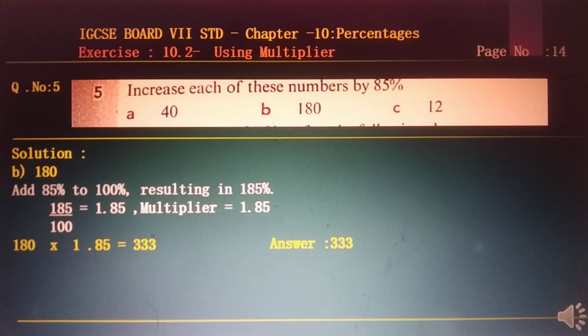The same way for the calculations of B and C, we are getting 333, and for C also we are getting 222. It means multiplying with the 12, we are getting 22.2.